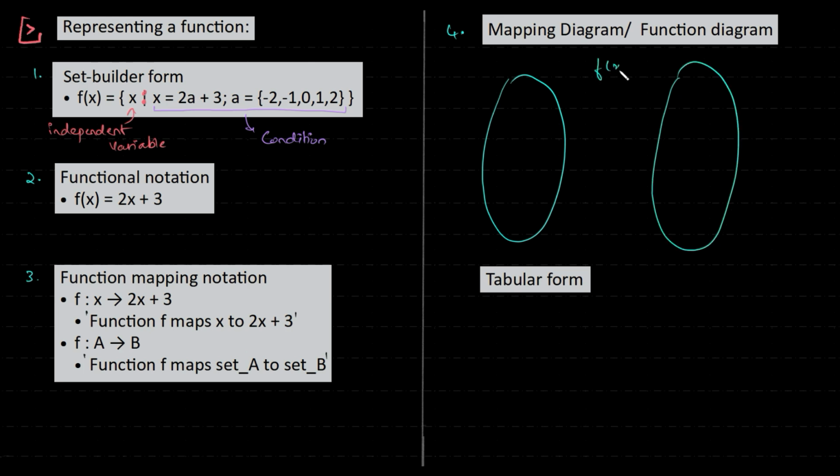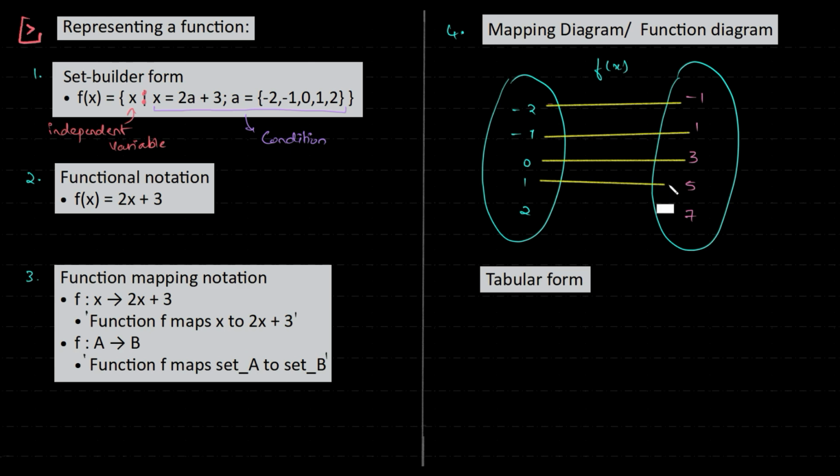The same function f of x: here the inputs are -2, -1, 0 for this particular example, right? And the output would be -4, 3, how much guys? -1, this is 1, and this will be 3, and this will be 5, and this will be 7. It's an arithmetic progression, right? And then you indicate what value has been mapped to what, something like this. Is it not?